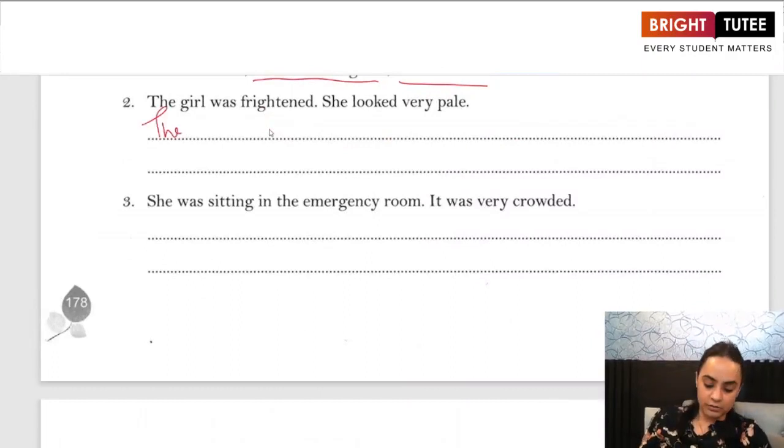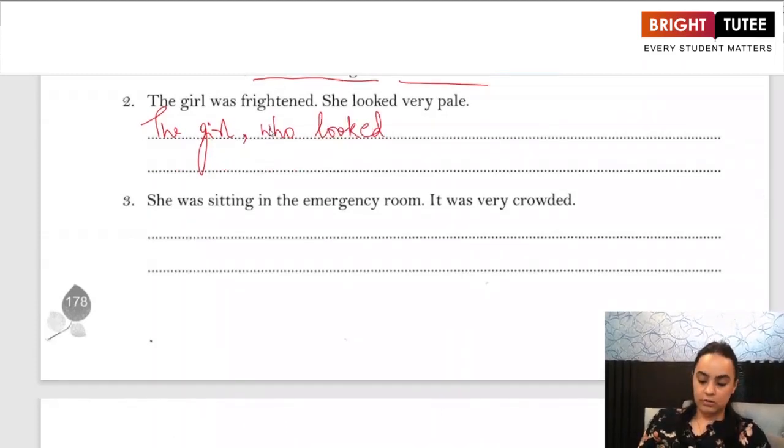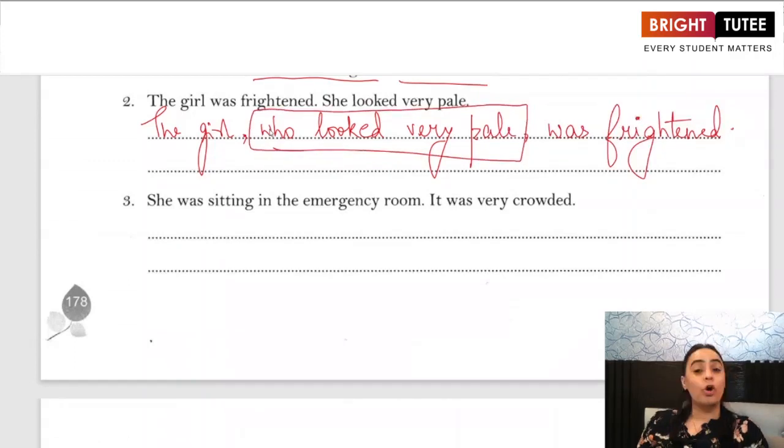So the girl, comma, who looked very pale, comma, was frightened. Now you can well notice that I have separated my clause in the sentence using commas. So this is how the structure of the sentence is when you inject an adjective clause within the sentence.